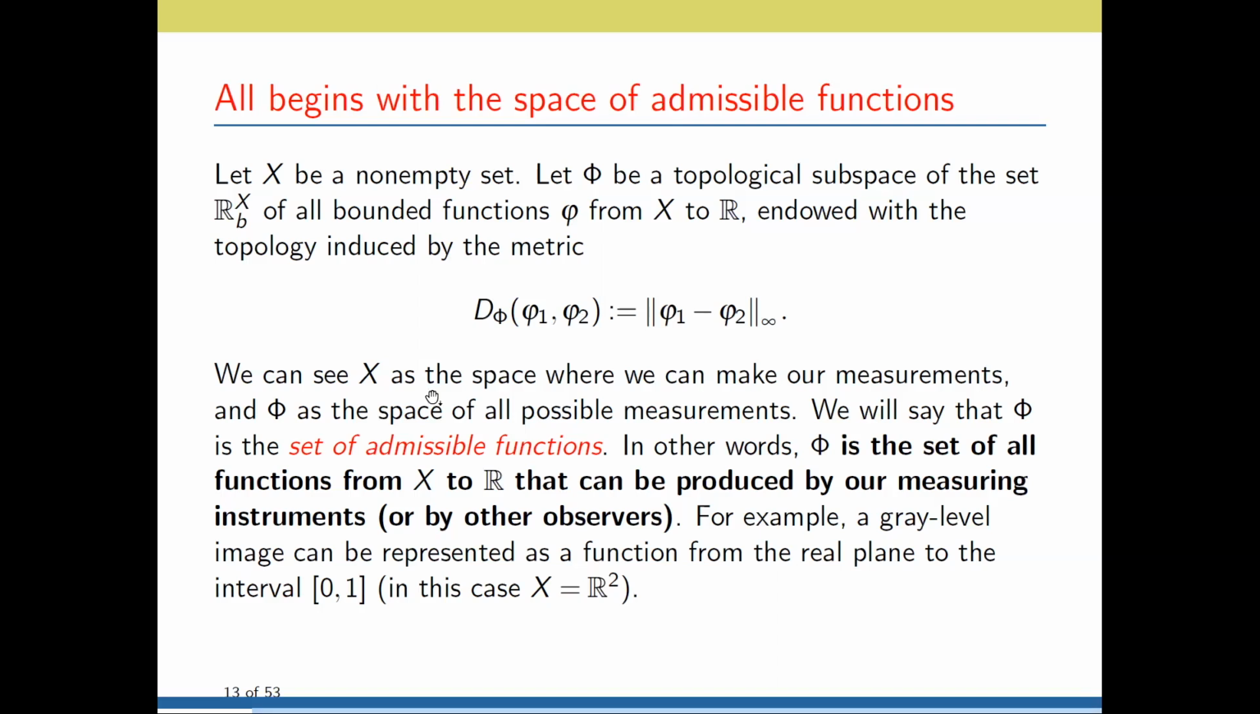In other words, Phi is the set of all functions from X to R that can be produced by our measuring instruments or by our observers. For example, a gray level image can be represented as a function from the real plane to the interval [0, 1]. In this case, X is the real plane.